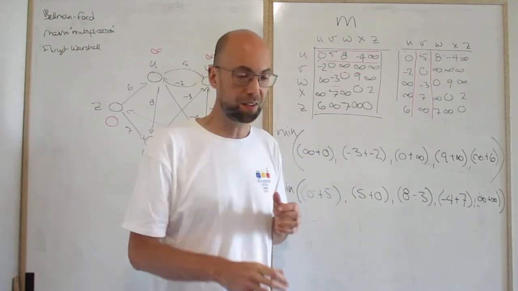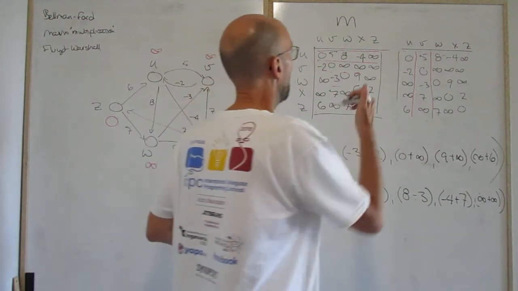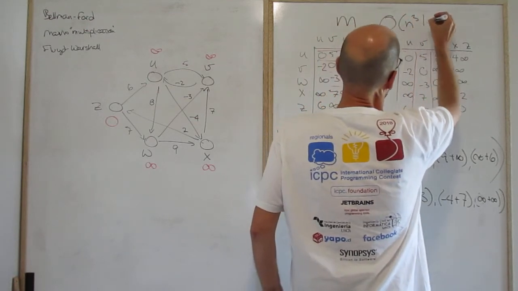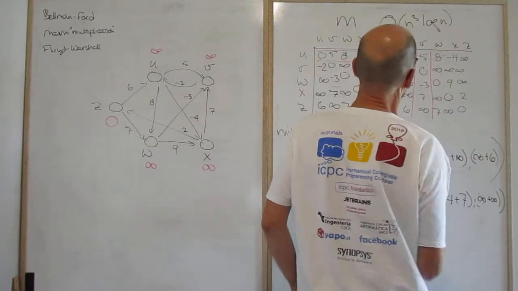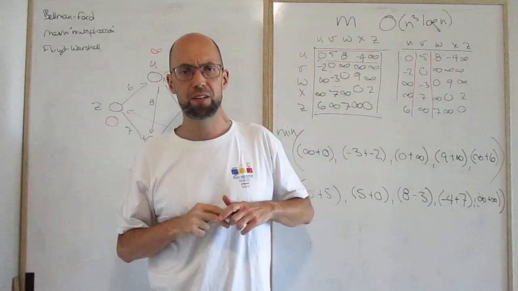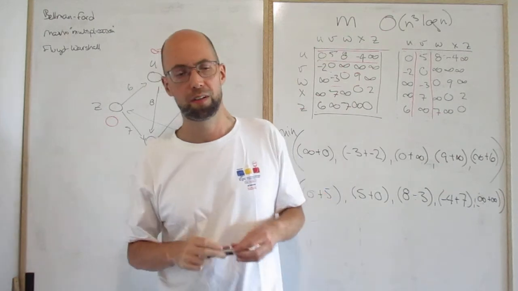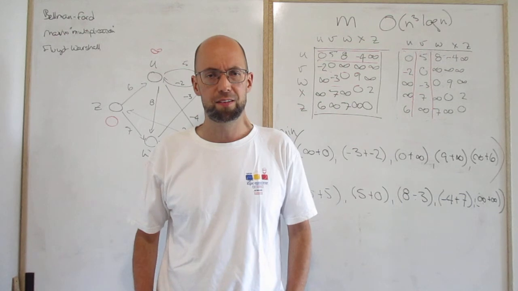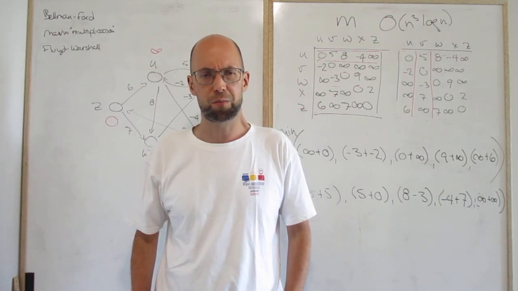So ultimately, this is O of n cubed log n, which is not too bad, sort of. No, it is pretty bad. On a big graph, cubic is horrible.